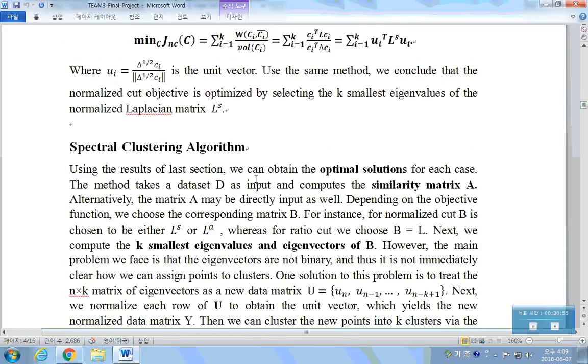Spectral clustering starts with a similarity matrix. We have to find the similarity matrix A. Then we compute maybe a normalized adjacency matrix or the Laplacian.